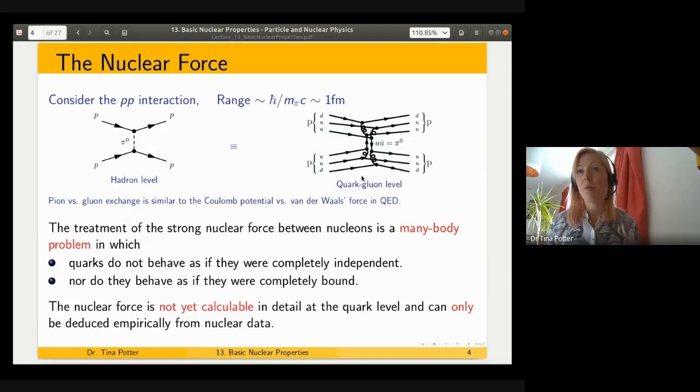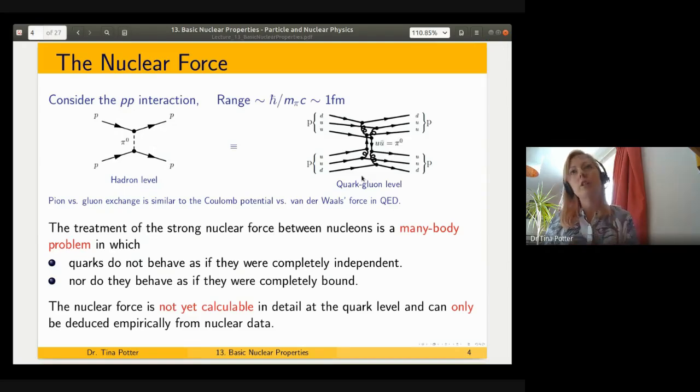It's a many body problem. We need to take into account all of those quarks in each of those protons that we're looking at there. But in nuclei, we've got many different protons and many different neutrons. So this is a very, very complicated problem. And the quarks inside the protons and neutrons don't behave in one way or the other. So they don't behave like they're completely independent of one another, but nor do they behave as if they were completely bound. And this makes it very difficult for us to calculate the strong nuclear force at the quark level and at this sort of fundamental physics level.